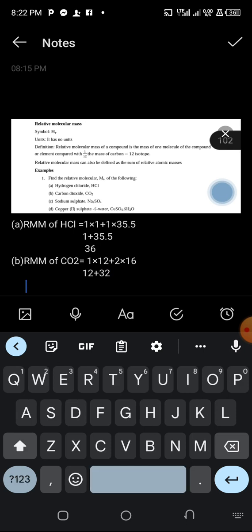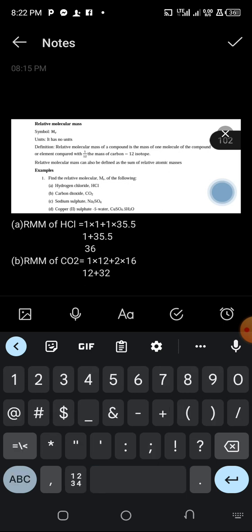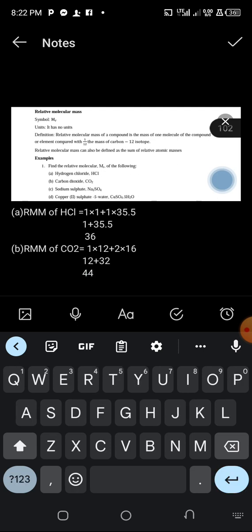So now 12 plus 32. How much are we getting? So we are getting what? 12 plus 32. That's 44. Done with the second question. Now we go to this one.